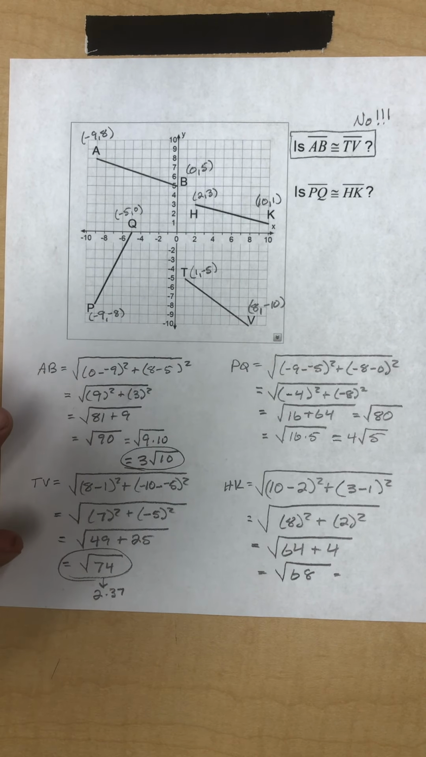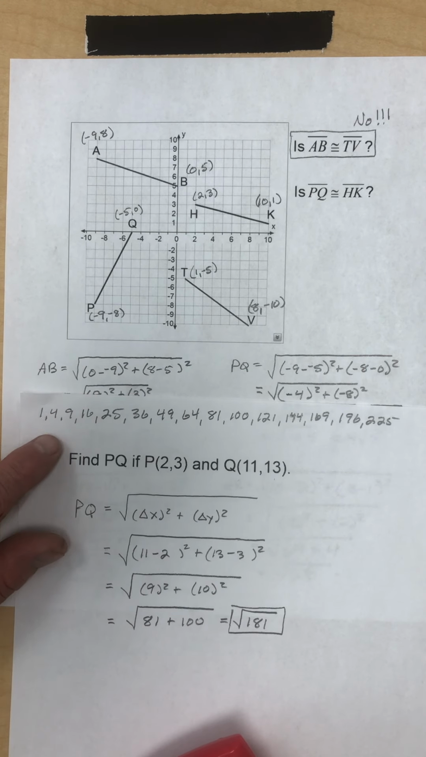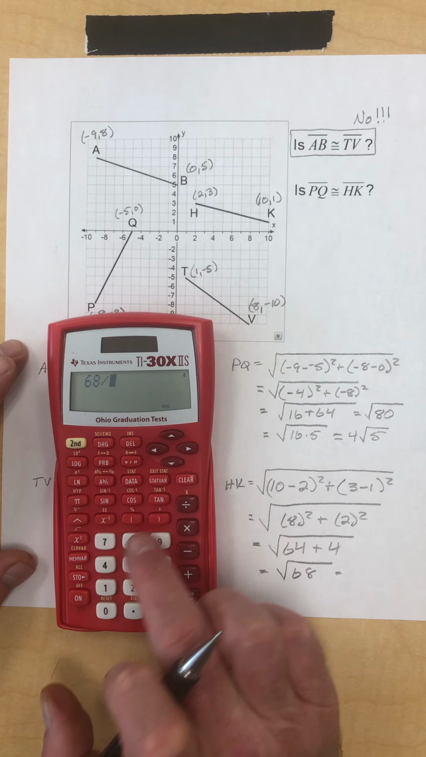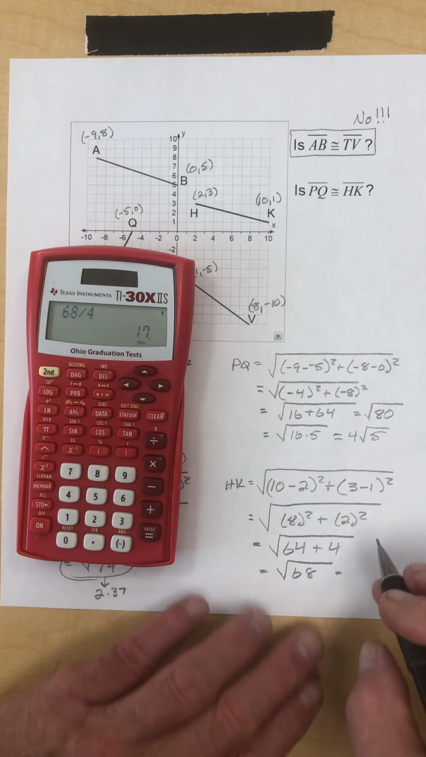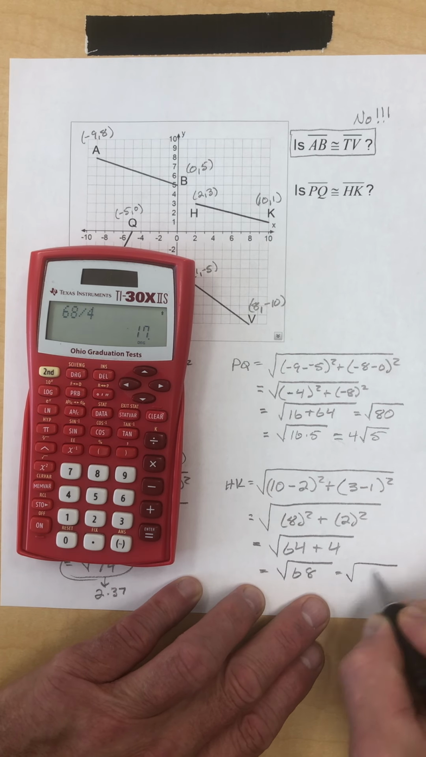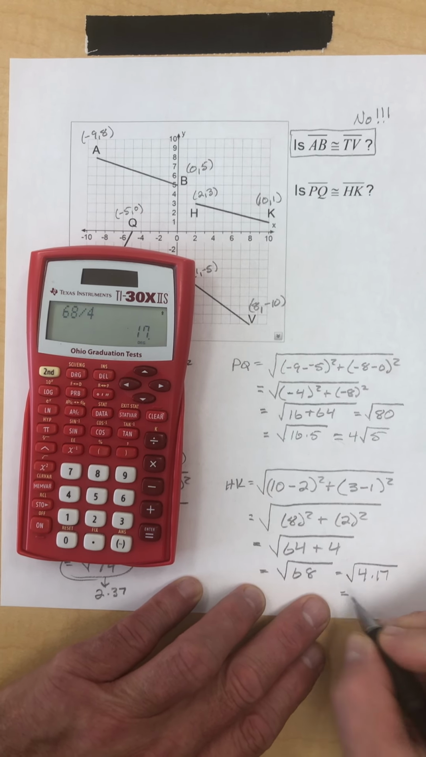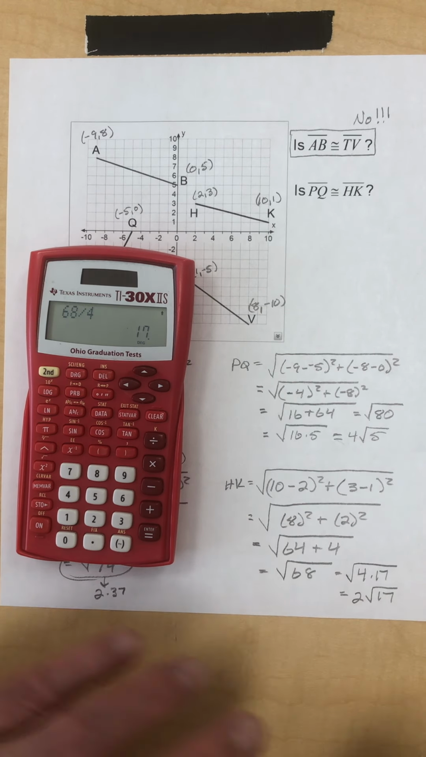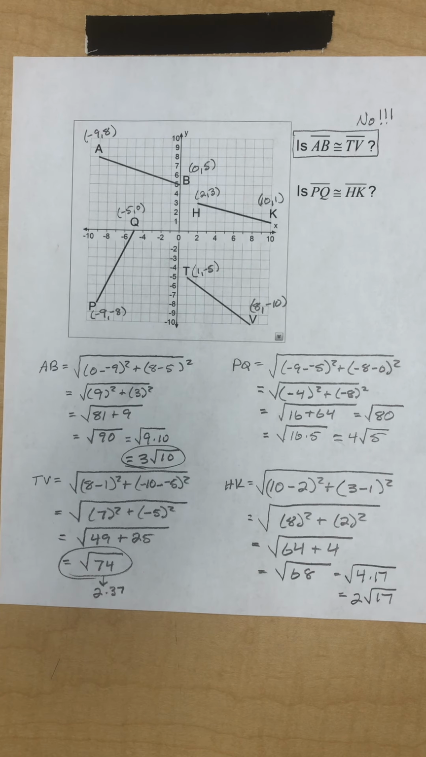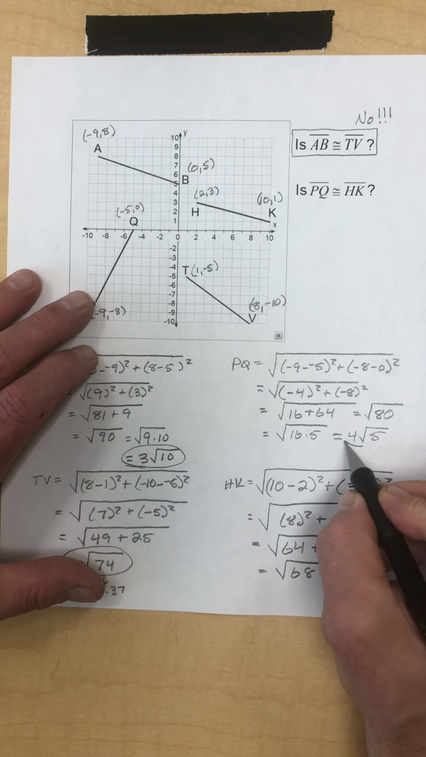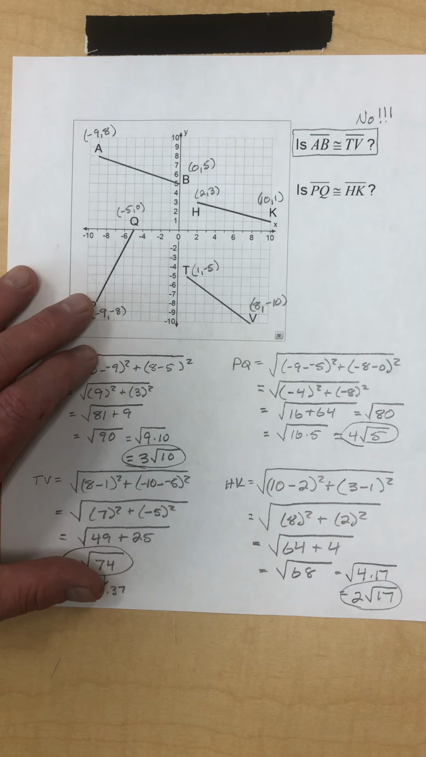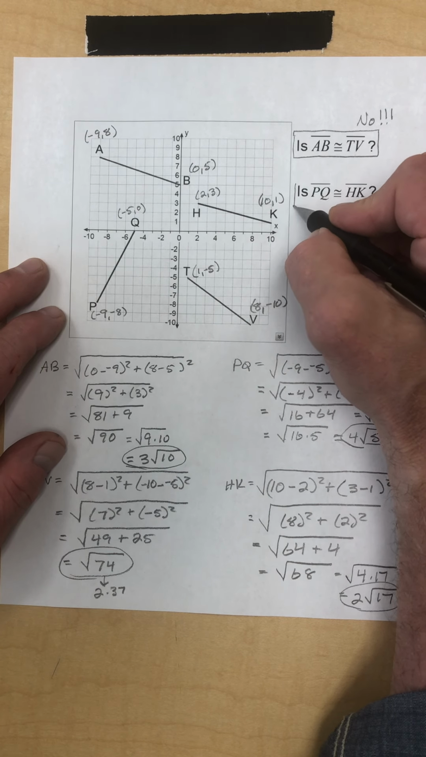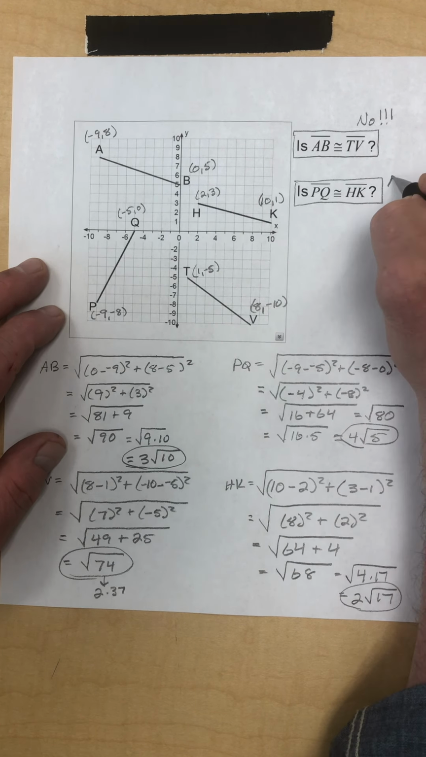Now I'm pretty sure that 4 is a factor of 68. Remember, 4 is a perfect square number. So let's see, 68 divided by 4, it's 4 times 17. So this would be the square root of 4 times 17. So I'm going to get square root of 4 is 2, and then we have radical 17 that we can't do anything with. So it certainly looks like, again, we end up with a situation where they have different lengths. So are PQ and HK good? It looks like it's no on both of these.